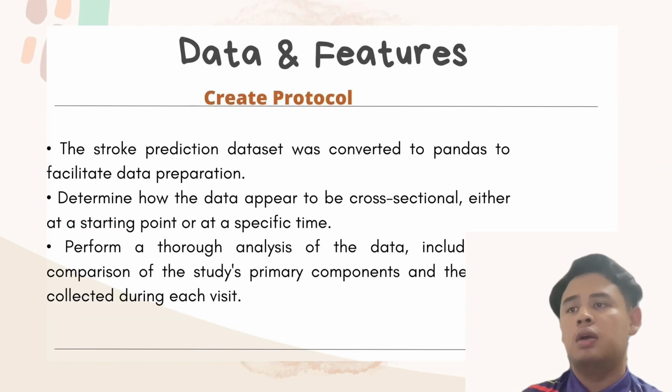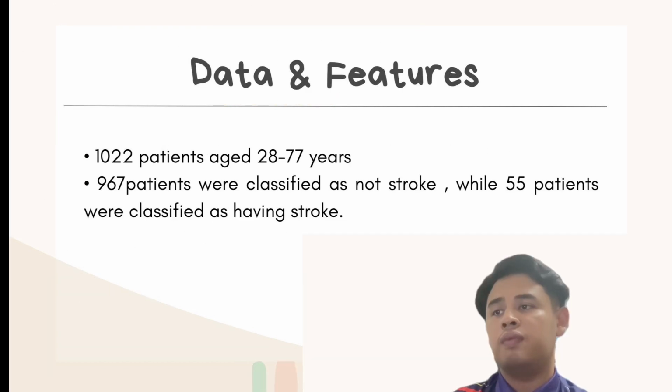Data and features about protocol. The stroke prediction dataset was converted to pandas to facilitate data preparation. The data appear to be cross-sectional, either at a starting point or a specific time, and we perform an analysis of the data including a comparison of the study's primary component and the data collected during its visit. We have 1022 patients aged 28 until 77 years. 967 patients were classified as not stroke, while 55 patients were classified as having stroke.